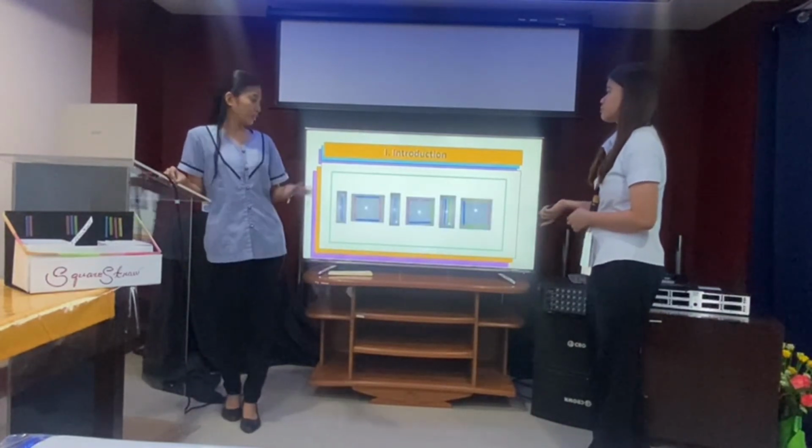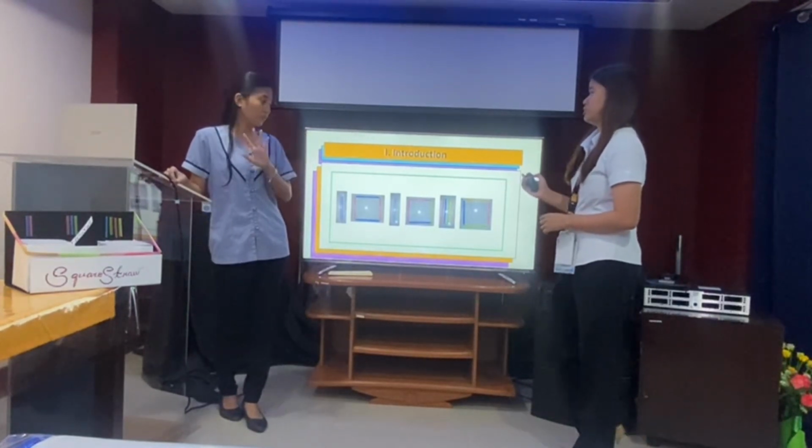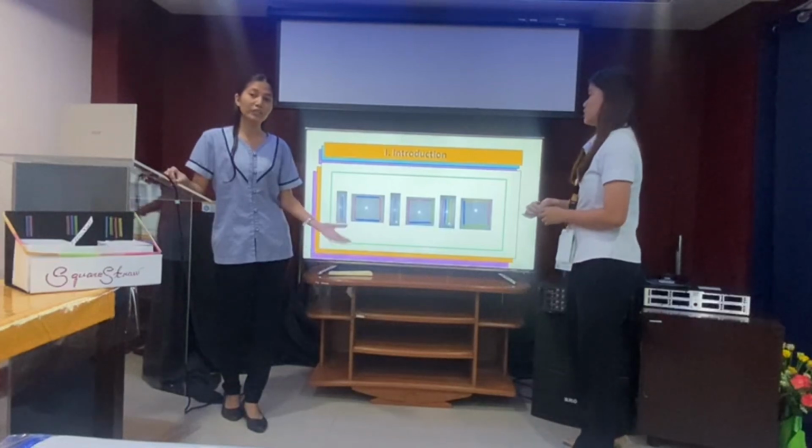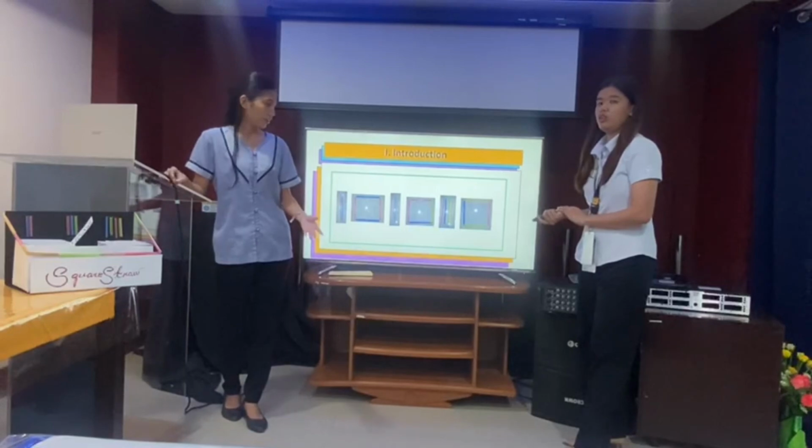So for our introduction, we have different colors of straws. We have 2 colors, 3 colors, and 4 colors. And how many possible unique squares can be made with those available colors?